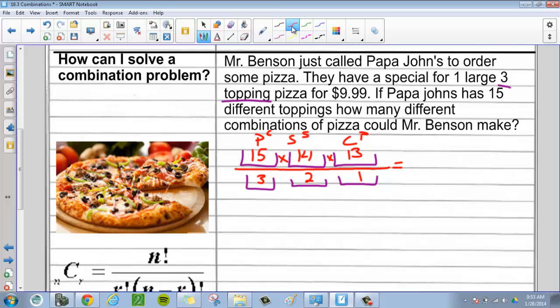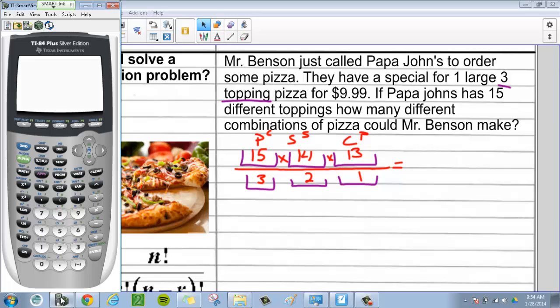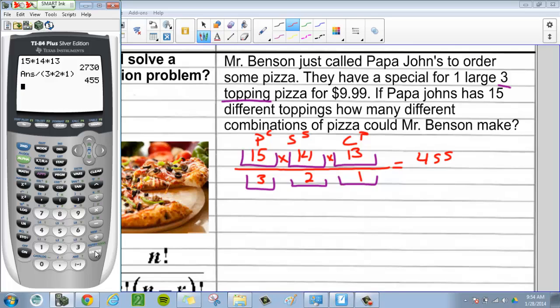And this will actually tell me how many different combinations of toppings I can choose for my large pizza. So let's just put this in our graphing calculator. So I have 15 times 14 times 13. I'll push enter to get that top number, and we're going to divide that by 3 times 2 times 1. And that tells me that there are 455 different combinations of toppings that I can put on my pizza.